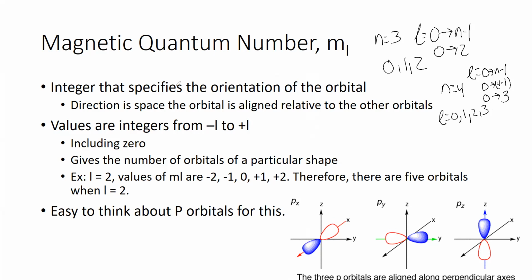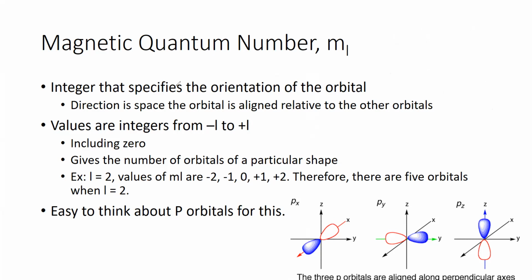So then the next number is called m sub L. This tells you the orientation of your orbital. So this just tells you what direction your orbital is pointing. So let's go to the p orbital, which is L equals 1. And you have 3 directions, right? Your figure 8 could be on the x-axis. Your figure 8 could be on the y-axis. Or your figure 8 could be on the z-axis.